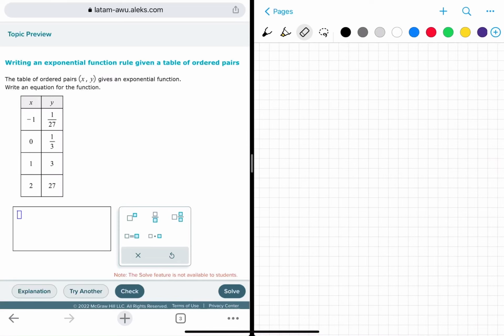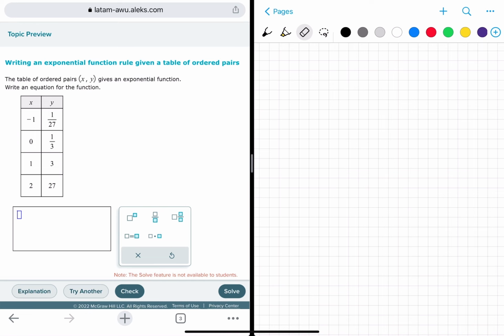Okay, writing an exponential function rule given a table of ordered pairs. The table of ordered pairs x comma y gives an exponential function. Write an equation for the function. So this problem is giving us a set of points that, according to the explanation, is an exponential function.